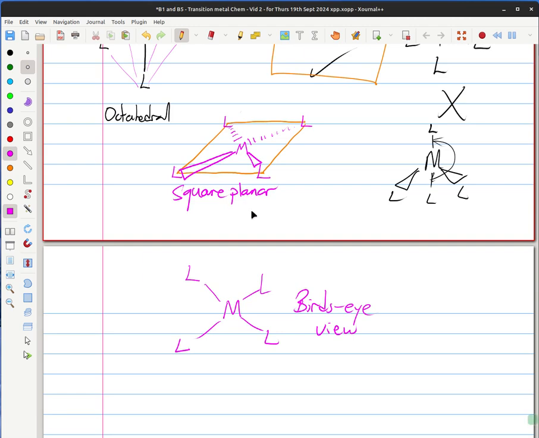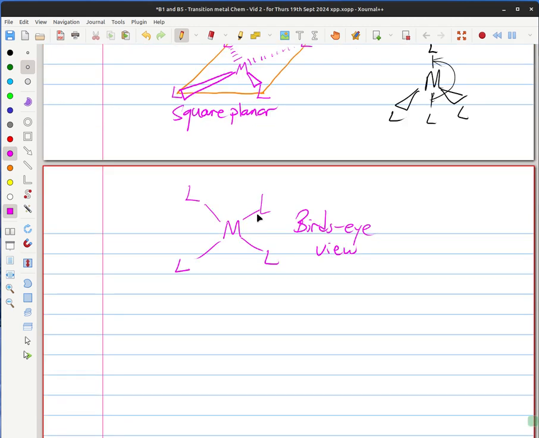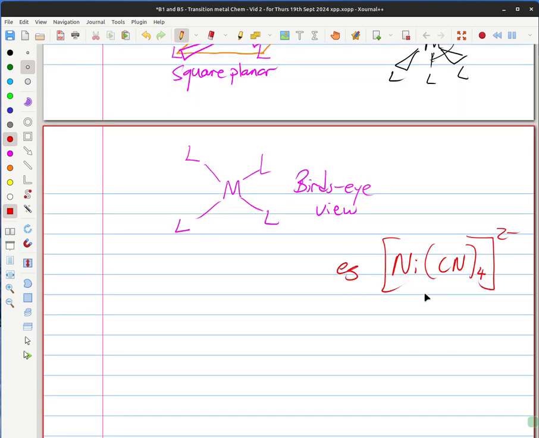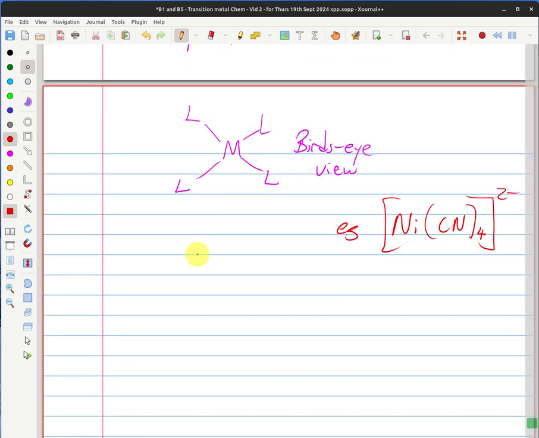Examples of this are nickel tetracyanide, I think, e.g. nickel with 4 cyanides, 2 minus. You're not actually expected to be able to remember which complex has which shape. You'll be given clues as to what the shape is. So we'll get on to that soon, okay?